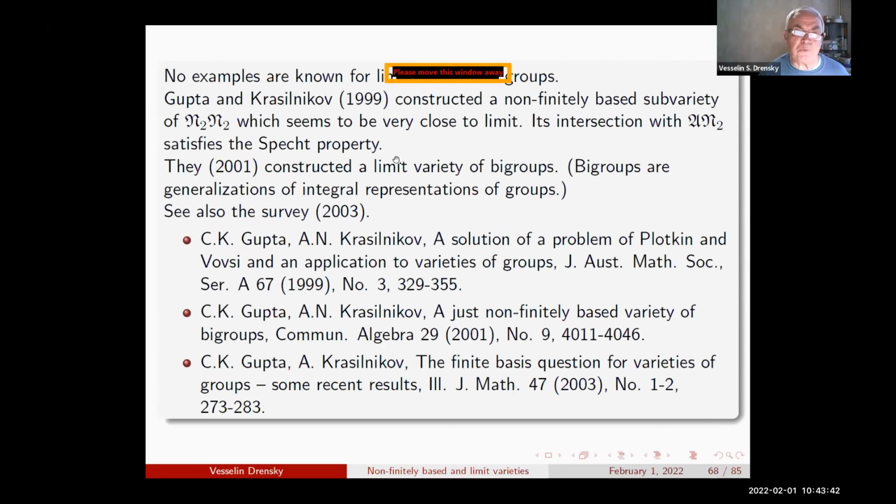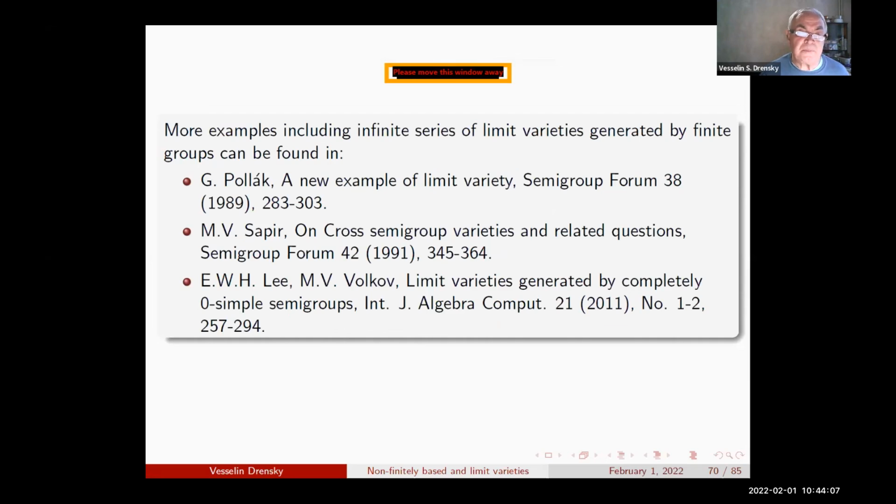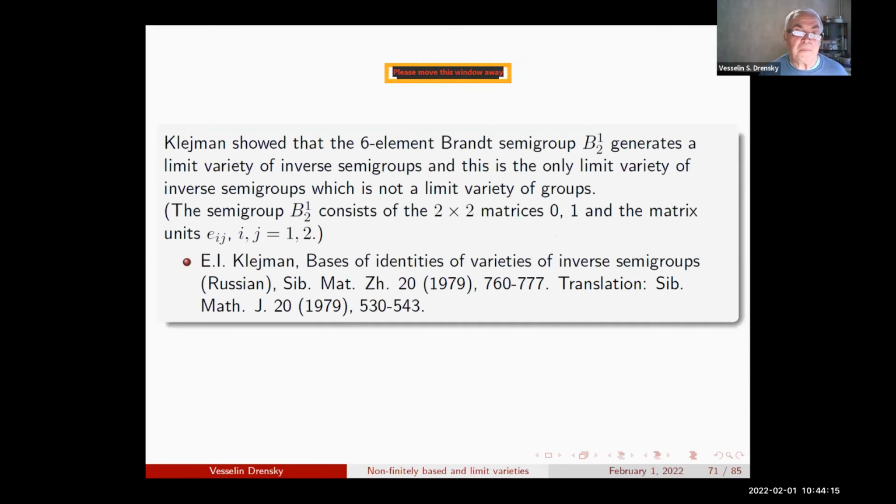There are examples of varieties which are very close to limit, but up till now, there are no such examples. There are examples of so-called bigroups. Bigroups are a generalization of integral representations of groups. There are many such results. There are examples for semigroups. They come from the early 80s. And there are more examples by Pollack, by Mark Sapir, by Leon Volkov. And also, it is known, by Kleiman, that there is a 6-element semigroup which generates a limit variety of inverse semigroups. And this is the only limit example which is not a limit variety of groups.